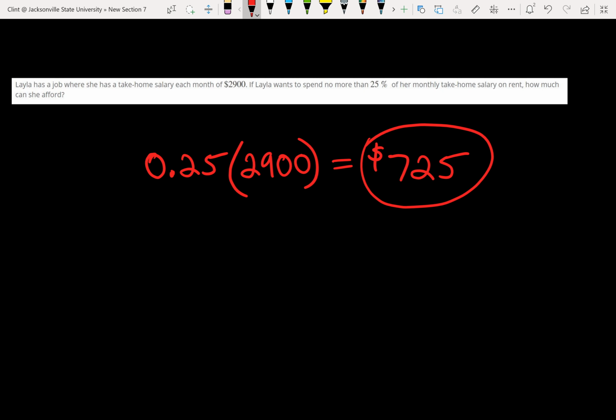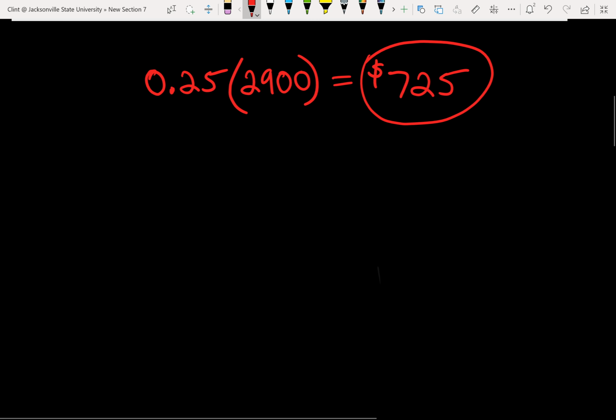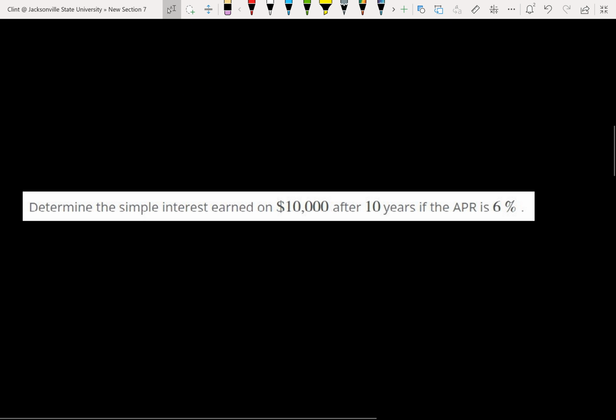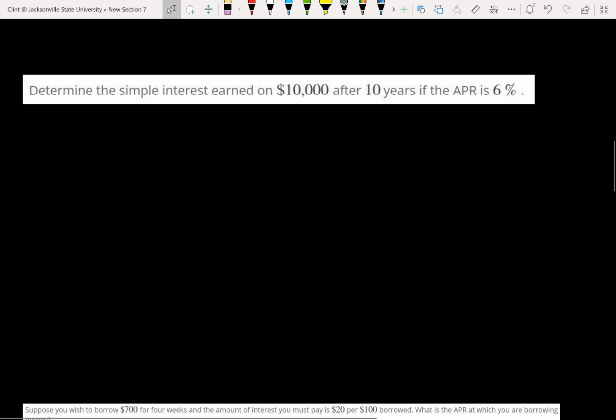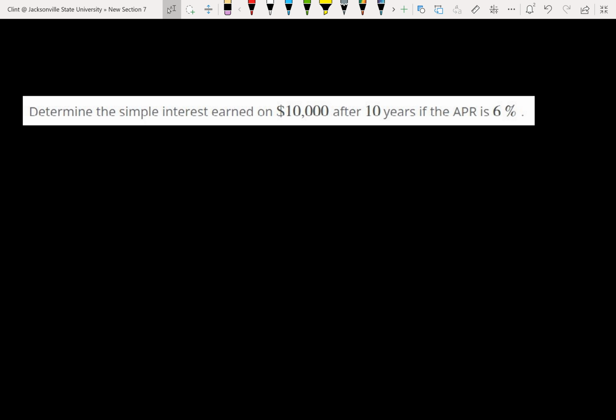And now I've got several problems from 9.2. They're not really hard, but you just got to make sure you're using the right formula with each one. Okay, let's look at this one. This one says, determine the simple interest earned on $10,000 after 10 years if the APR is 6%. So simple interest, and our formula is PRT, principal times the interest rate times the time.